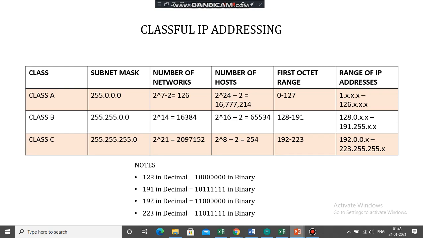Here the number of networks is 2 to the power 14. It's not 2 to the power 16 because the first octet ranges from 128 to 191, and as we can see, the first 2 bits will always be set to 1 and 0. Similarly, the number of hosts here will be 2 to the power 16 minus 2. For class C addressing, the total number of networks will be 2 to the power 21. It won't be 2 to the power 24 because the first octet ranges from 192 to 223, and as we can see, the first 3 bits are always set to 110. Similarly, the number of hosts will be 2 to the power 8 minus 2.